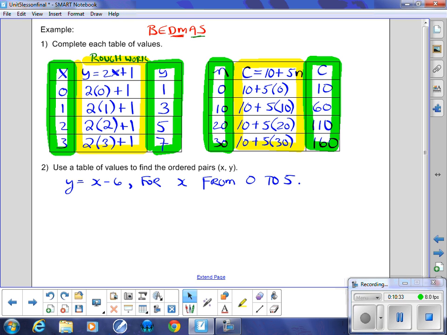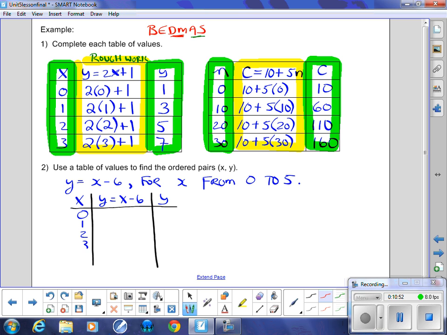Just create your t-chart. So here's my t-chart. For us, it's going to be a 3-column t-chart because we're going to have our x. The middle one is where we're going to do our rough work. And then the outside one is the y coordinate. Okay? Now from 0 to 5: 0, 1, 2, 3, 4, 5. So I write out my values. Now I just do the rough work.